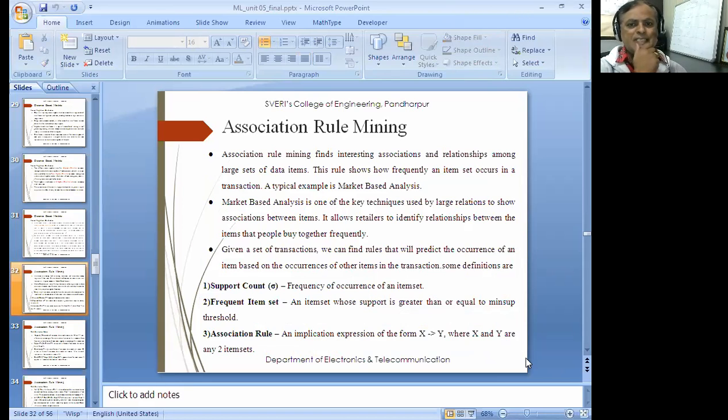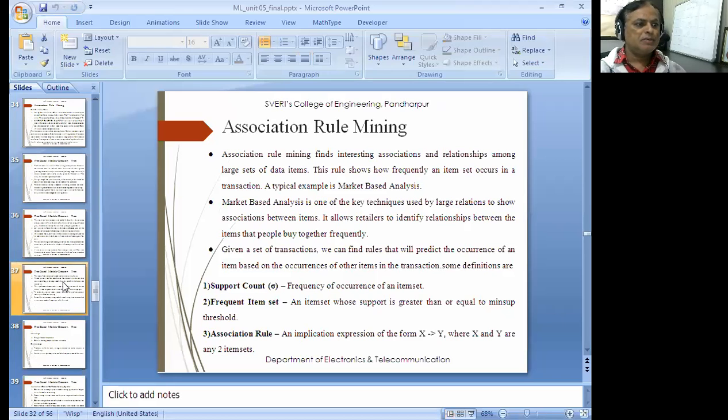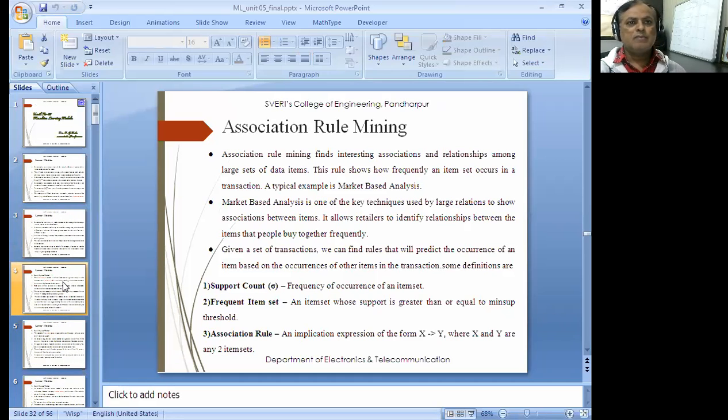Now association rule mining, we'll see it in the next lecture, because these points will become too many. Okay, we'll stop here.